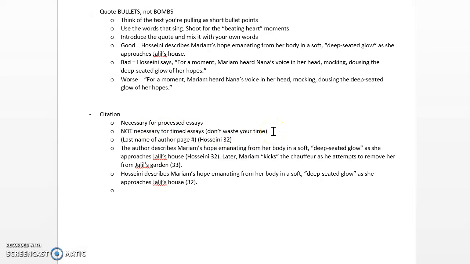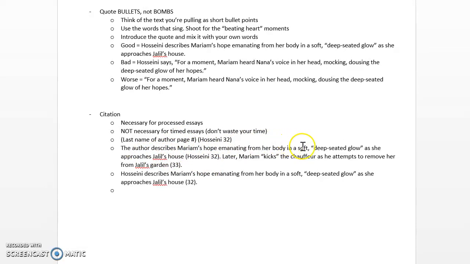You've got 40 minutes to write this thing. Hustle. You need to be on the move. Don't waste your time writing the author's name and page numbers over and over again. It's not necessary for the timed essays that we do in class or that you will do on the exam. So it's real simple. You just need the last name of the author and the page number. So for instance, Hosseini 32. There's no commas, there's nothing weird in there, and here's how you drop it into a sentence.